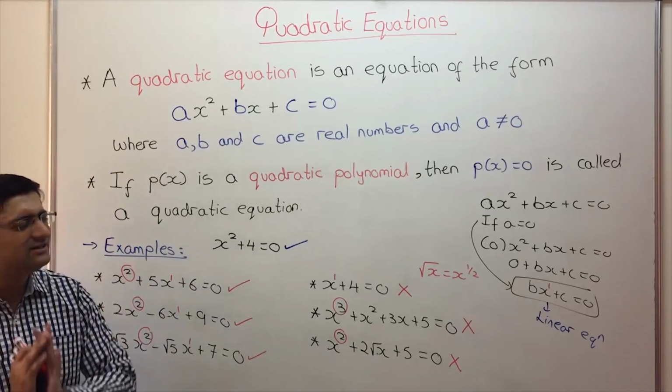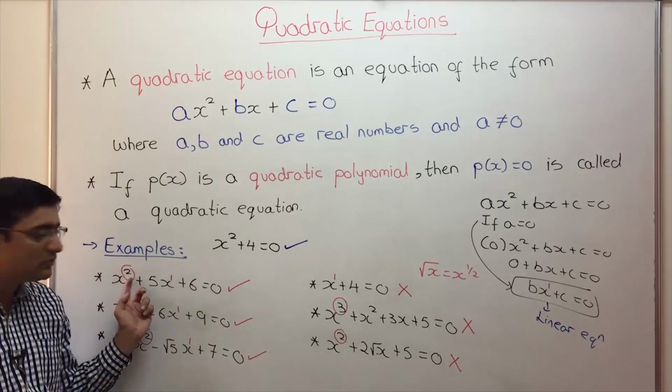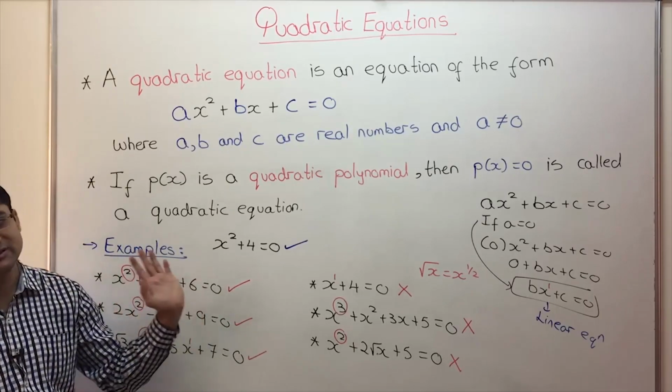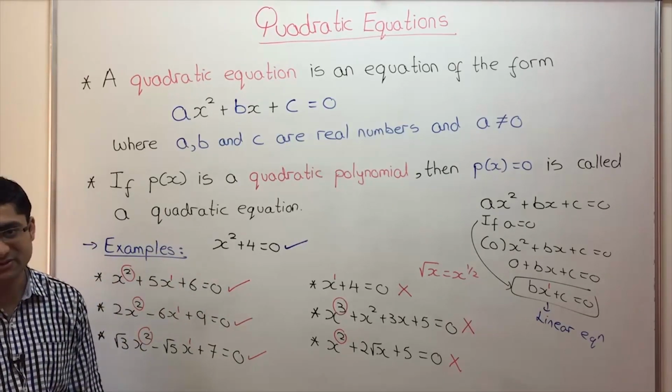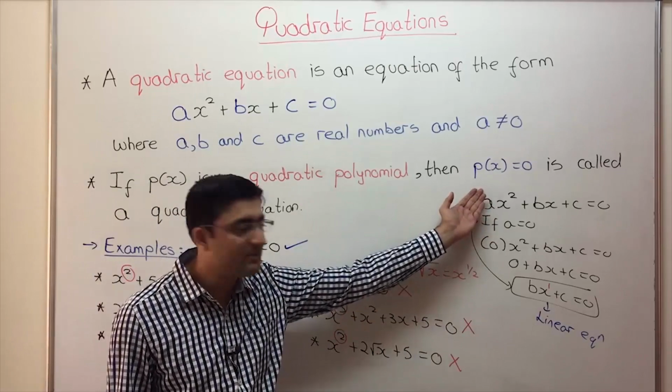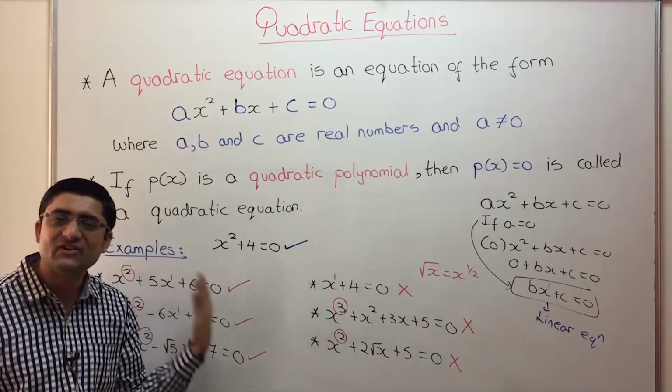So I hope the concept is clear. So in general, it's very, very simple. An equation in which highest power of the variable is 2 and all powers of the variable are whole numbers is a quadratic equation. Just remember, the coefficient of x square can never be 0. Why? If coefficient of x square becomes 0, we get a linear equation, right? So this is the basic concept of a quadratic equation.